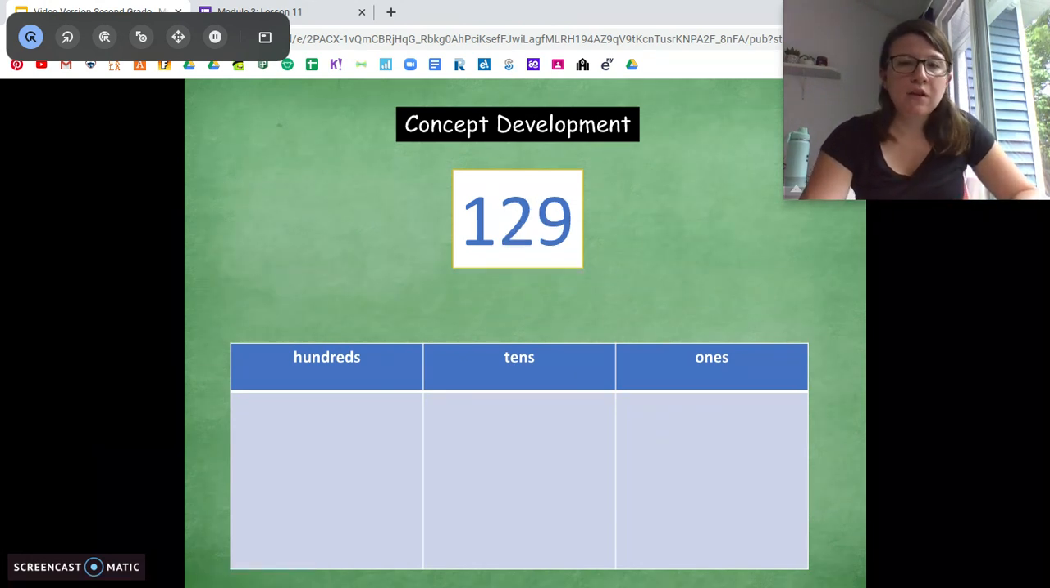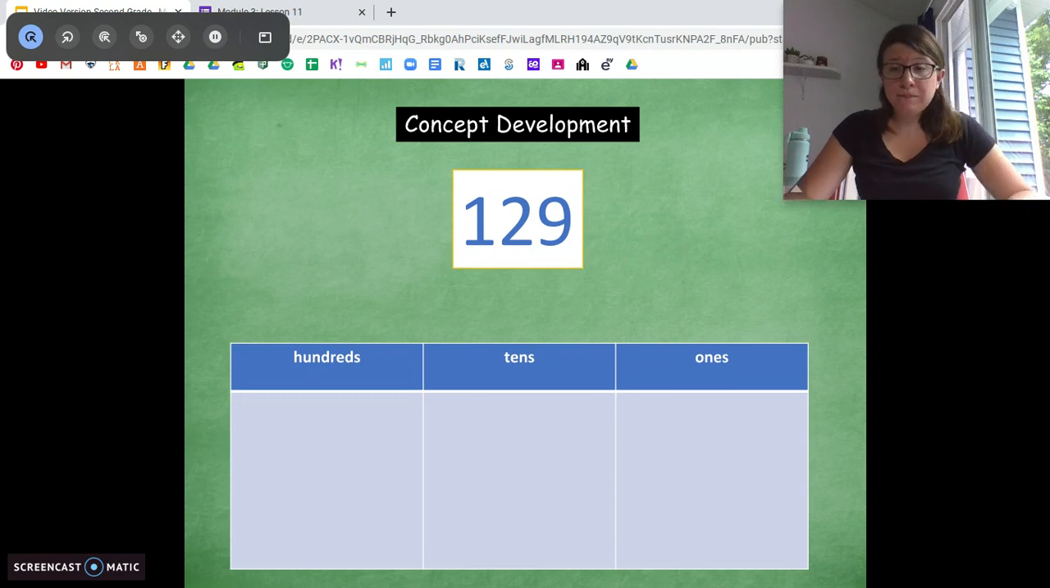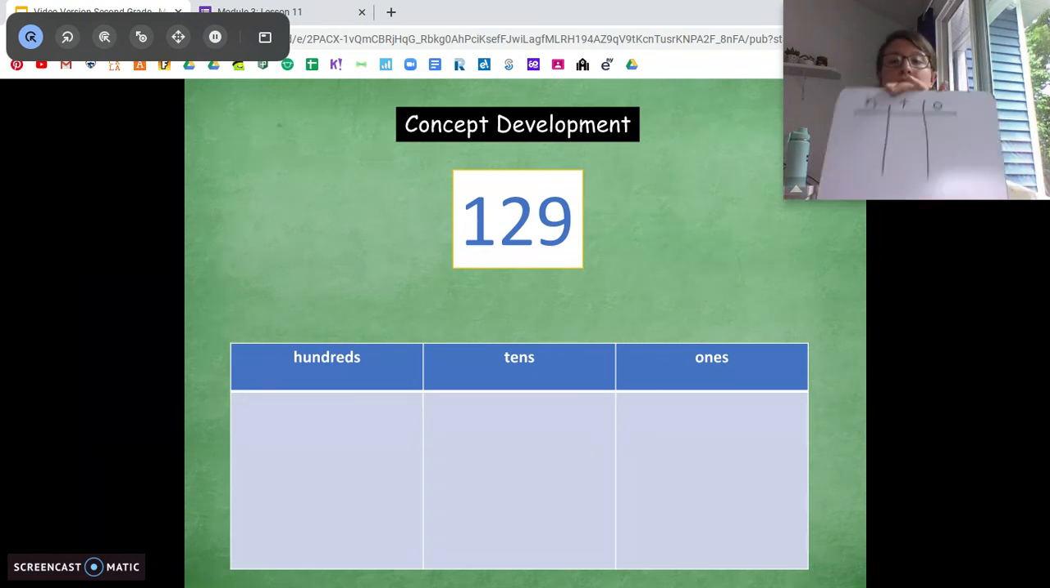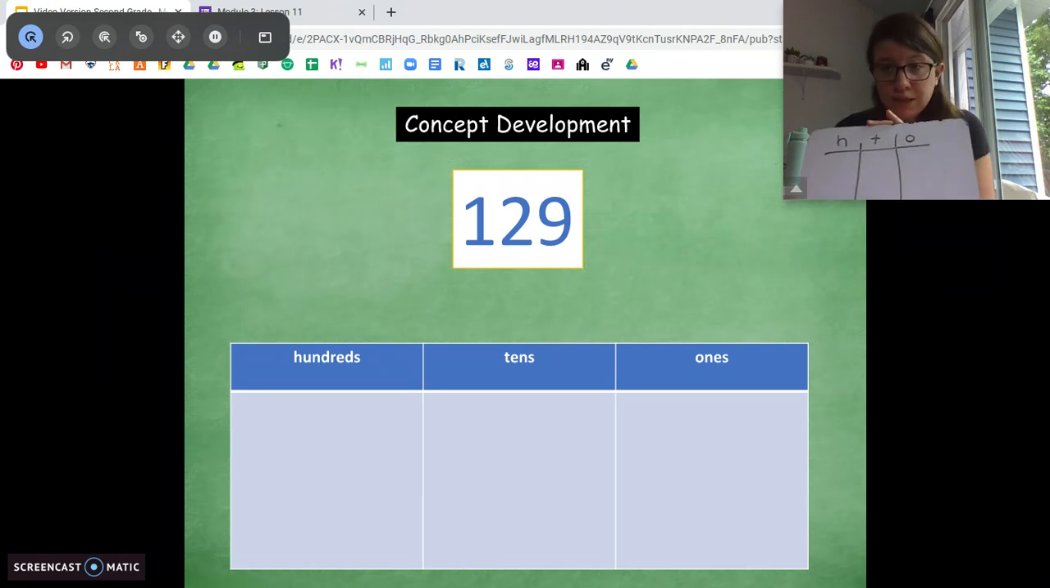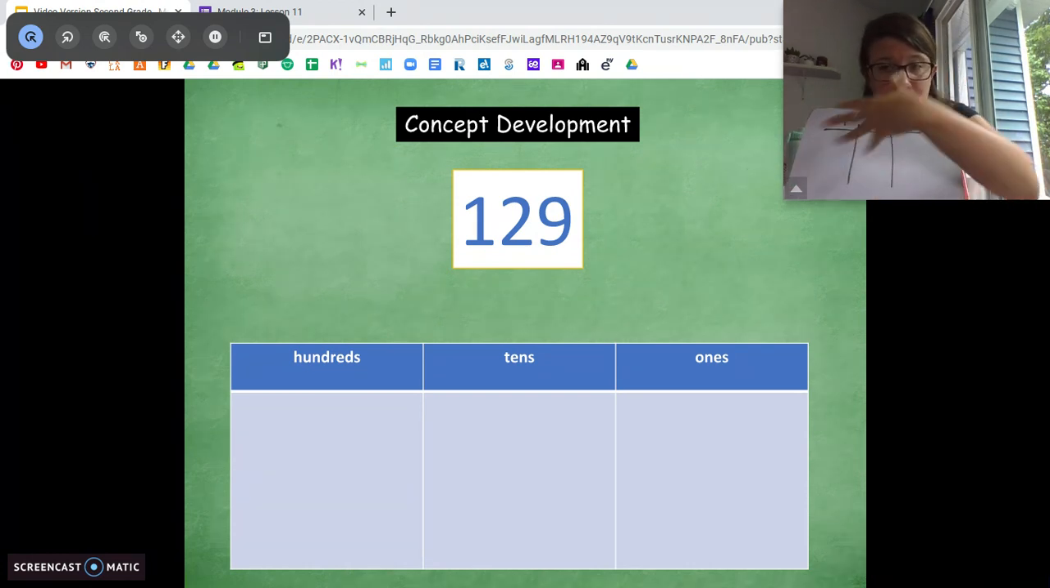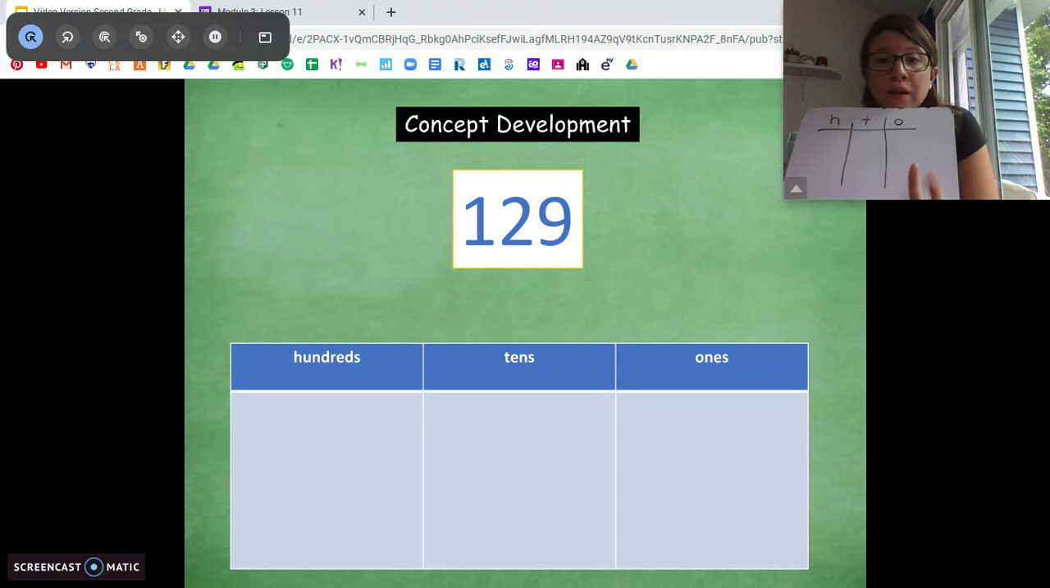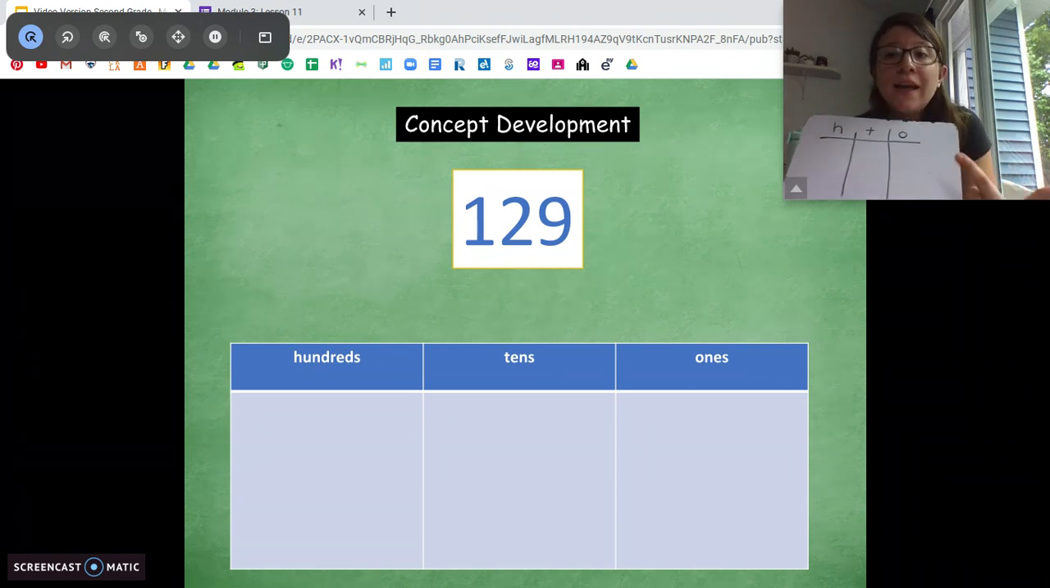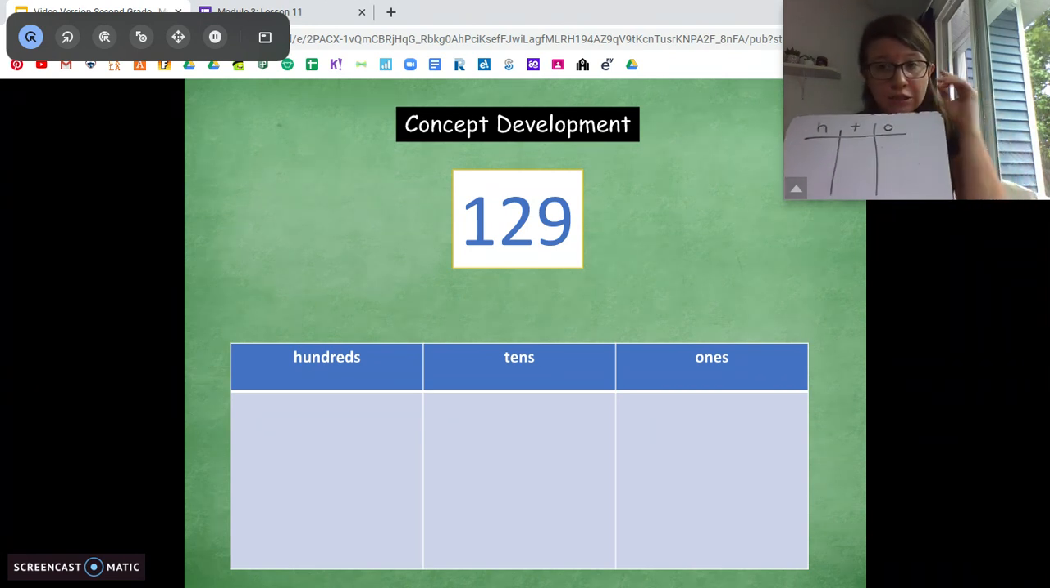Let's try one together. Okay, so for this one, I want you to take your place value chart that you drew on your paper, and I want you to draw place value discs to show me the value of this number. Then we're going to go over the unit form and what your place value chart looks like. So determine how many hundreds, tens, and ones. Draw them using place value discs on your chart, and then we'll go over it. So pause and do that now.